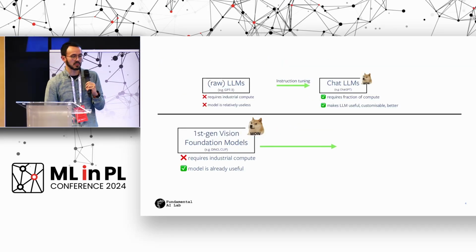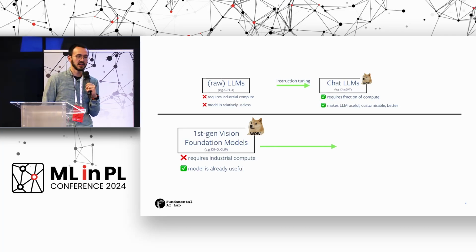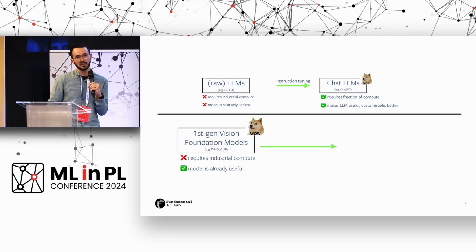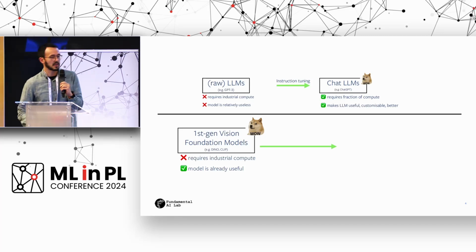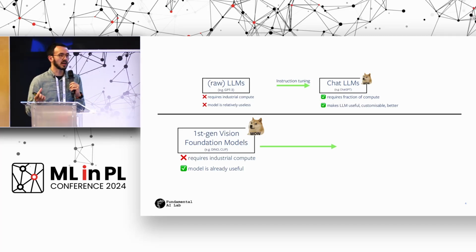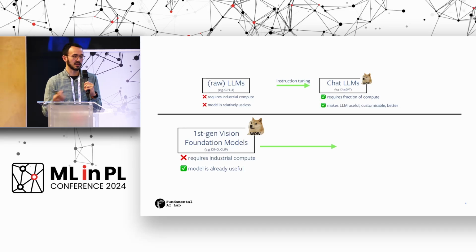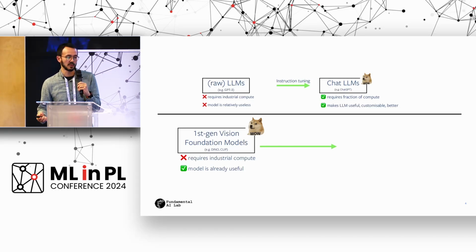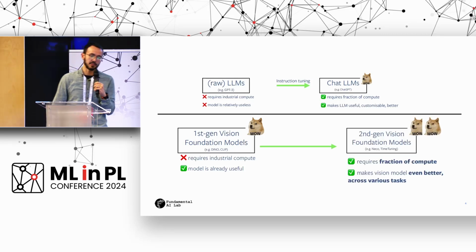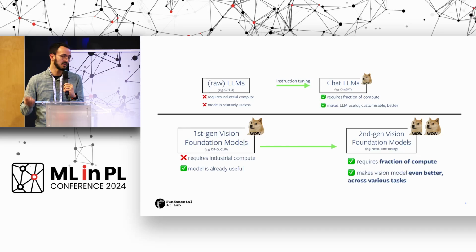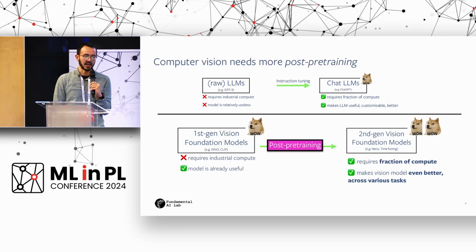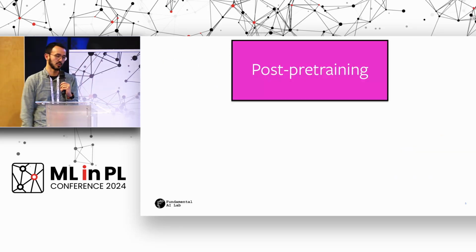So what can we do in the vision setting, right? This talk won't be all about vision, but also include some LLM stuff. But generally speaking, in vision, the models that we have already pre-trained, let's say with DINO or with CLIP, are quite useful. And still, they require a substantial amount of compute. But we can improve them further, also with something that requires a fraction of the compute, and make them better at all kinds of tasks. And this one I call post-pretraining. This talk will be generally about post-pretraining.